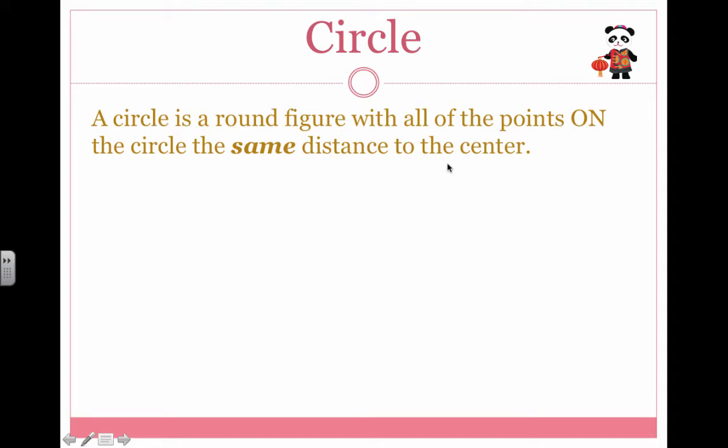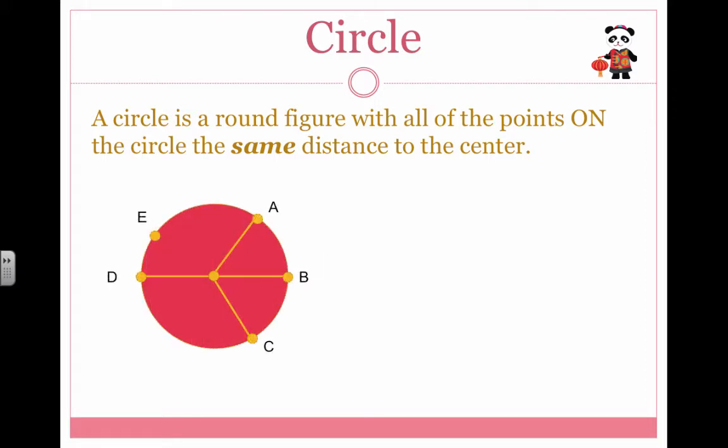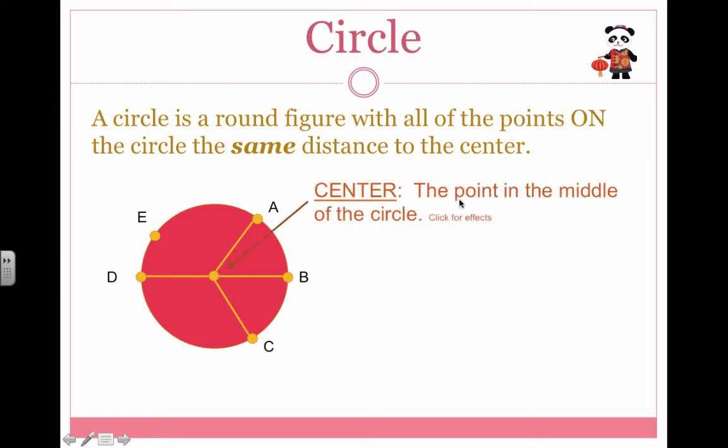Alright, a circle is a round figure with all the points on the circle the same distance to the center. Okay? So all these points, C, B, A, E, D, they're all the same distance from the center. So all the points on this part right here are all the same distance from the center. And the center is the point in the middle of the circle. These are vocabulary things that you need to know.